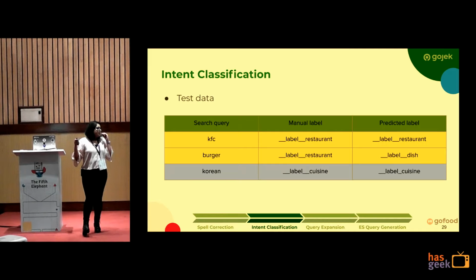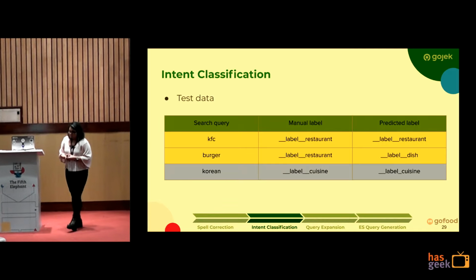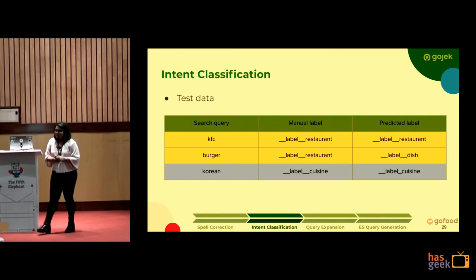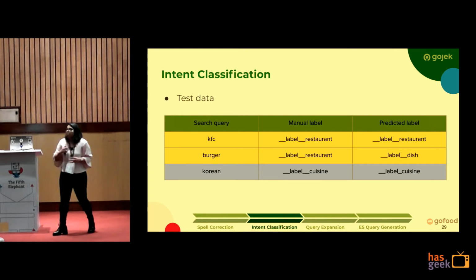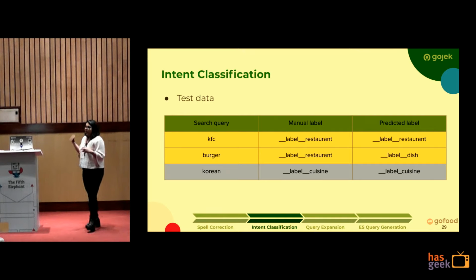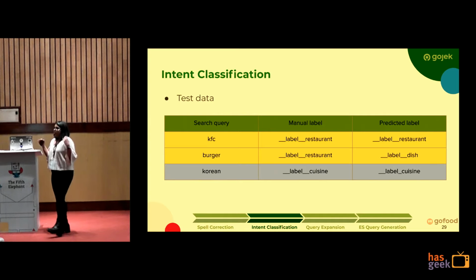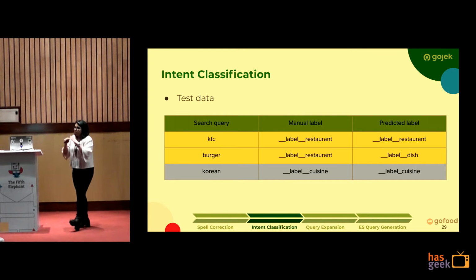So this is what our test data was. Since we didn't already have existing labels for all the words in the corpus, we took the top 1,000 most popular search queries and manually labeled them. We thought this made sense because the top 1,000 queries were about 45% of the total search traffic.